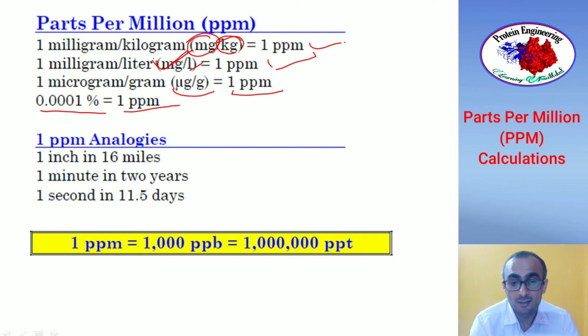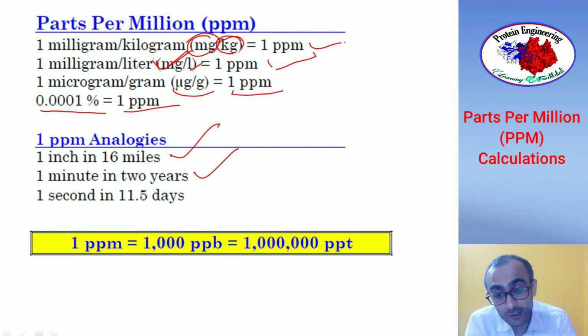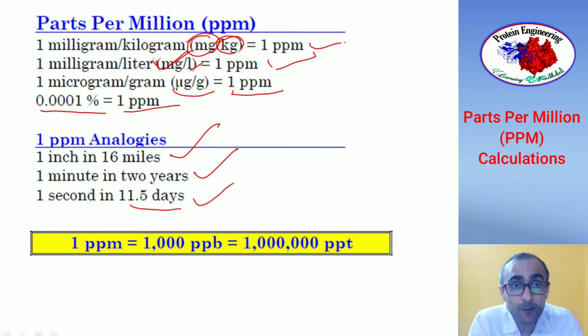Then there are analogies also for 1 ppm, like 16 miles contain 1 million inches. So 1 inch in 16 miles is equal to 1 ppm. Similarly, 2 years contain 1 million minutes. So 1 minute in 2 years time, that is equivalent to 1 ppm. Or 11.5 days contain 1 million seconds. So that's why 1 second in 11.5 days is also equal to 1 ppm.